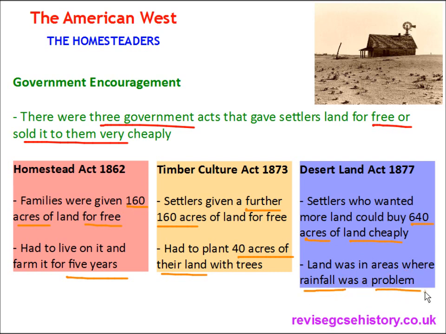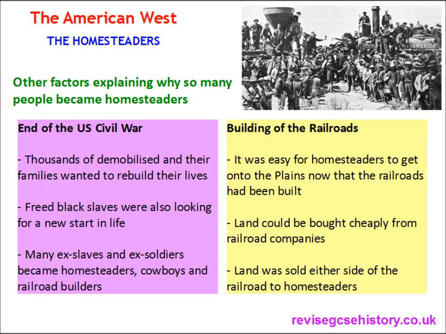So, the government encouraged many people to live and farm on the Great Plains by offering them land for free or offering them land very cheaply. So these 2 acts here give it free, and the Desert Land Act gives it cheaply. So the government encouraged people to live and farm on the plains.